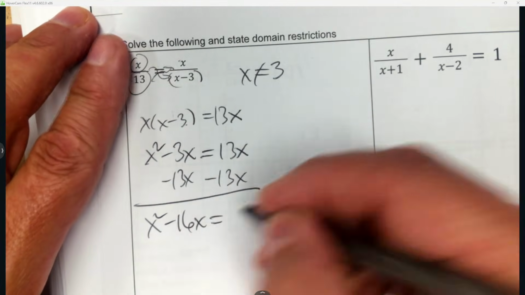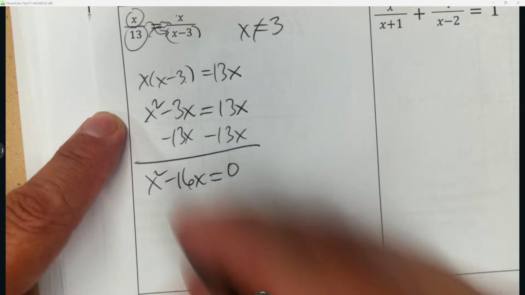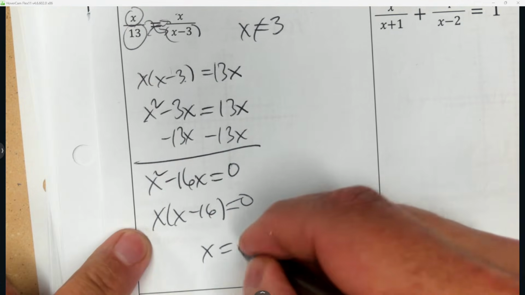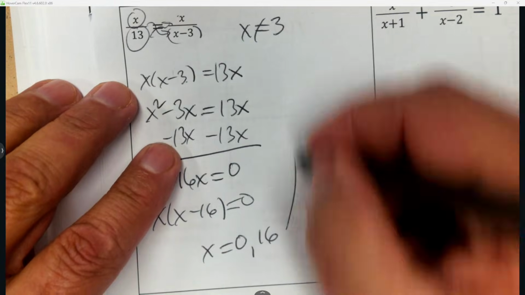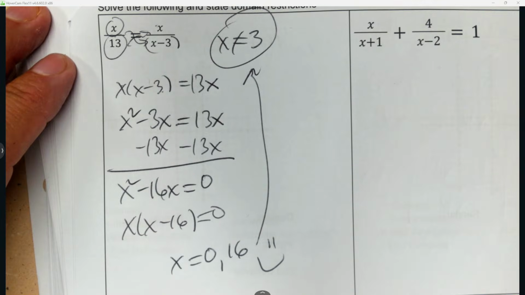Negative 3 take away 13 is negative 16. And then I'm going to factor. To factor this, I just factor out an x. And then my two answers are 0 and positive 16. Both are good answers, 0 and 16.